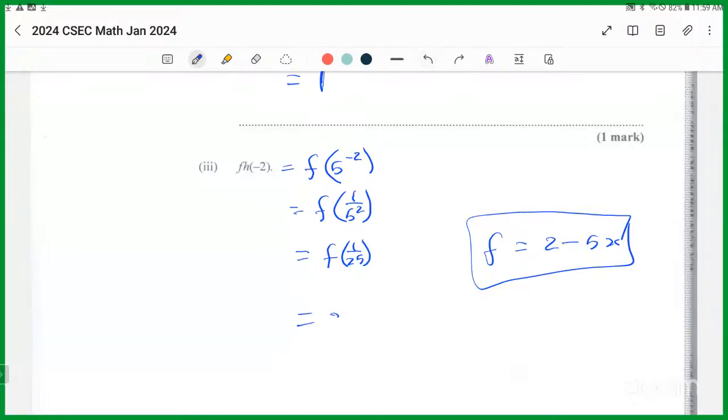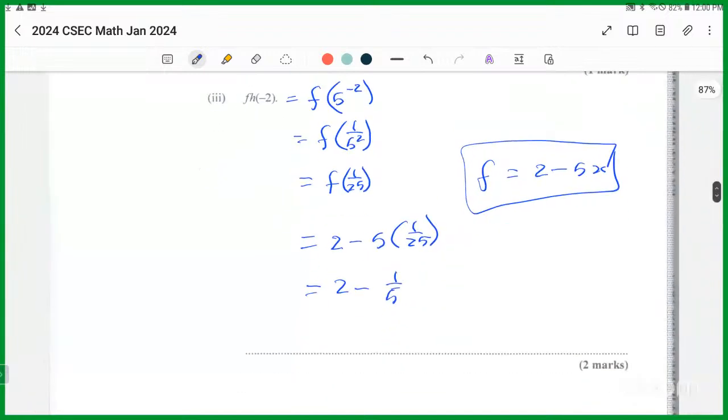So it becomes 2 minus 5 times 1 over 25. Now this 5 cancels into 25 five times. It becomes 2 minus 1 over 5. And this 2 is the same as 10 over 5. I'm going to multiply it by 5 and divide it back by 5. So it becomes 10 over 5 minus 1 over 5, and 10 minus 1 is 9.